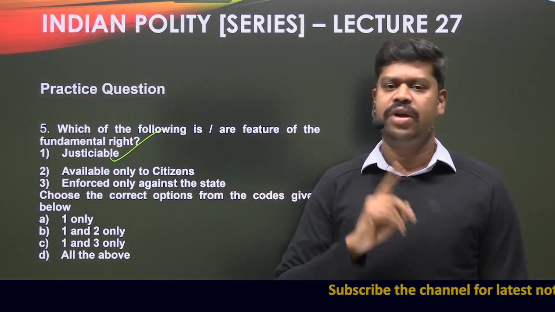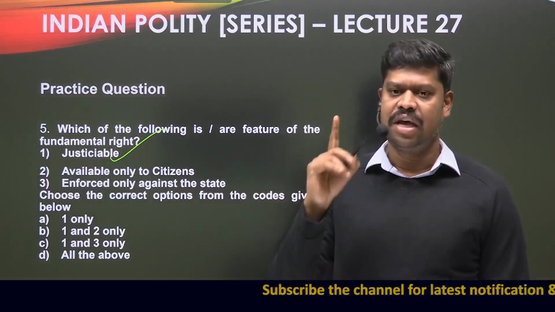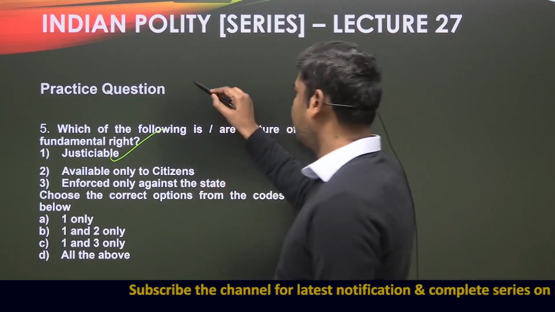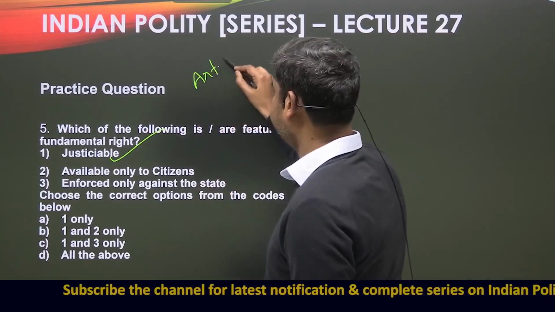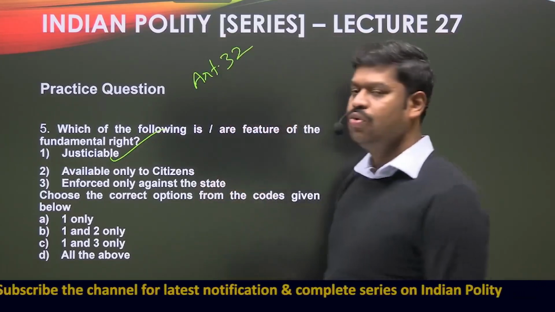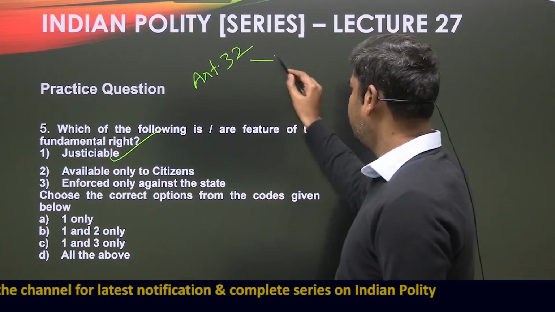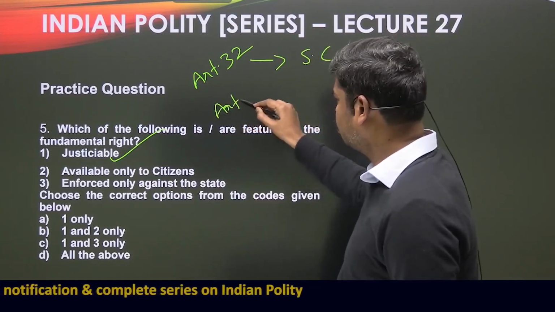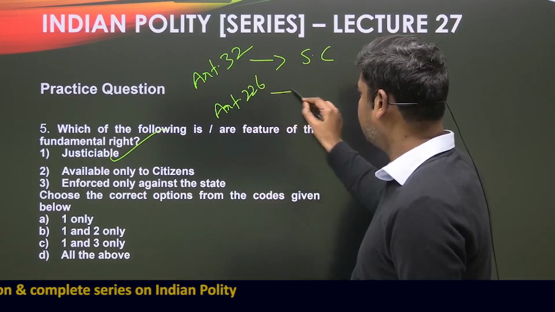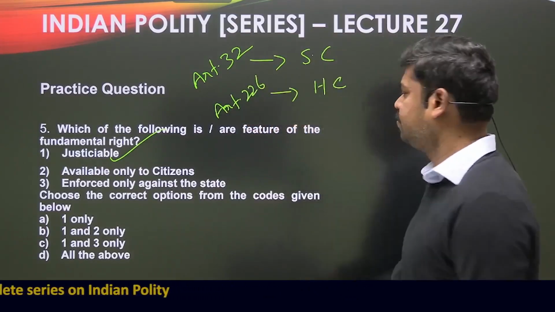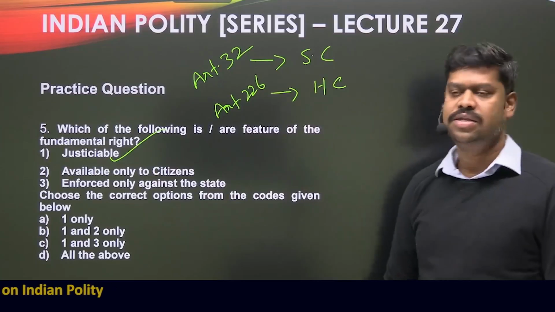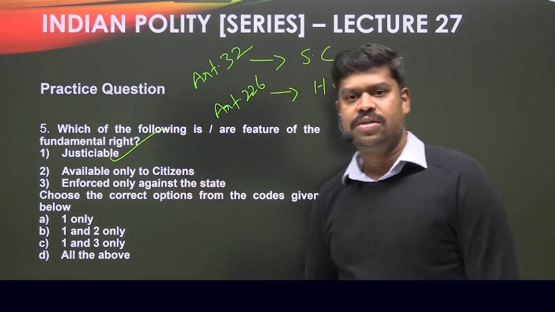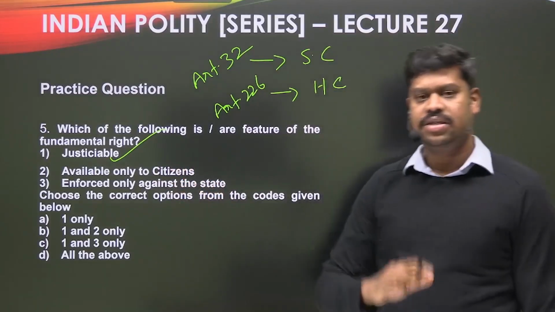In case of violation of fundamental rights, the affected individuals can directly approach the Supreme Court of India under Article 32 of the Constitution. And if the citizen wants, they can approach the High Court also, under Article 226 of the Constitution. So they are definitely justiciable in nature. Statement 2, available only to the citizens. When you say available only to the citizen, that's an absolute statement.